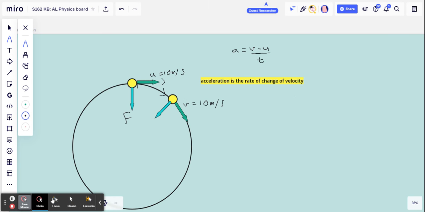So we've got that so far, that the acceleration is equal to the final velocity minus the initial velocity, which seems like it's going to be 10 take away 10. But remember, these are vectors, not scalars. And so what we're going to do is, how do we subtract vectors? Well, what we do is we use end to end.